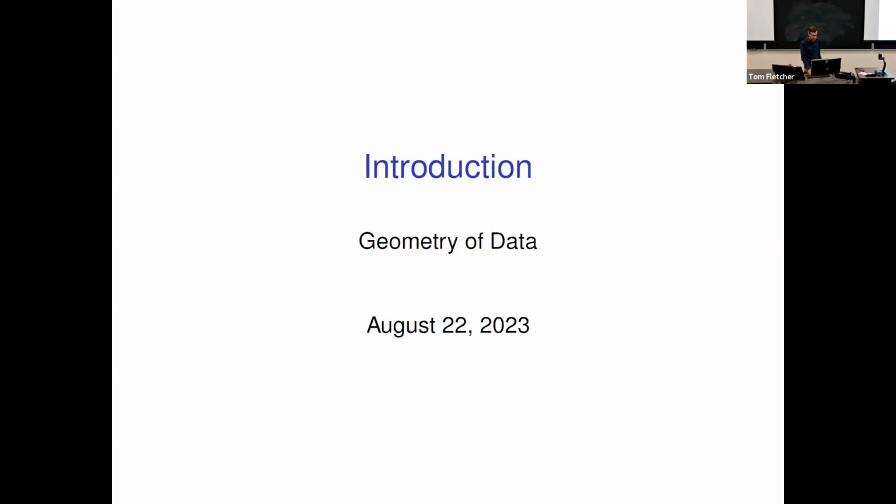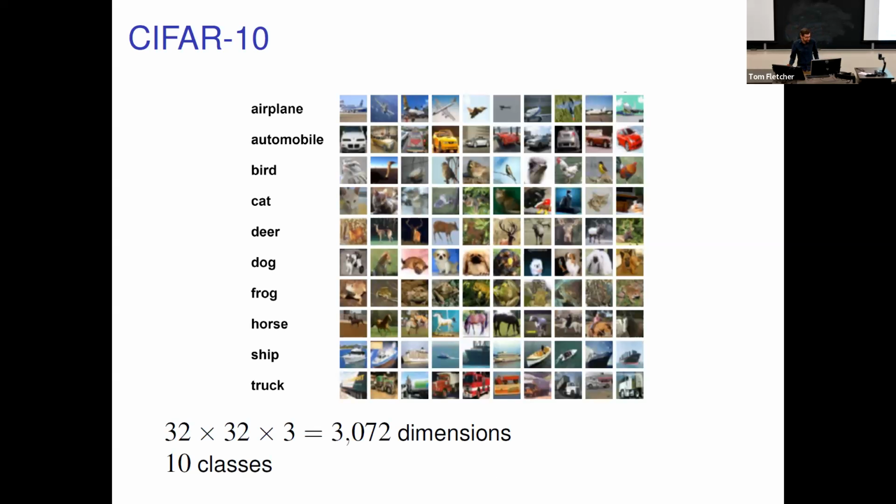Okay, so yeah, this is geometry of data. What I want to start with is a little motivating example. It's not even a very realistic example, but it's a data set that is popular in computer vision and machine learning for classification problems. There's this data set called CIFAR 10.